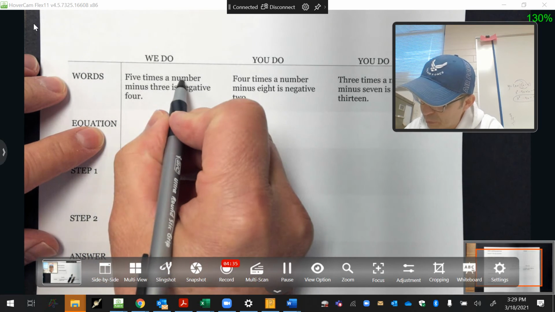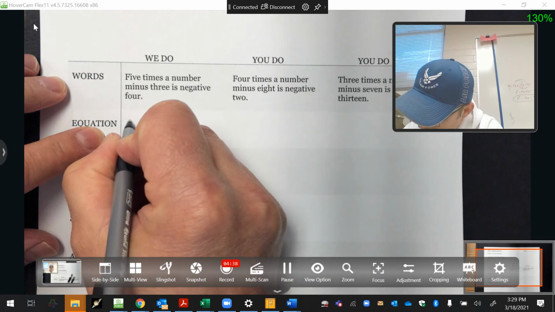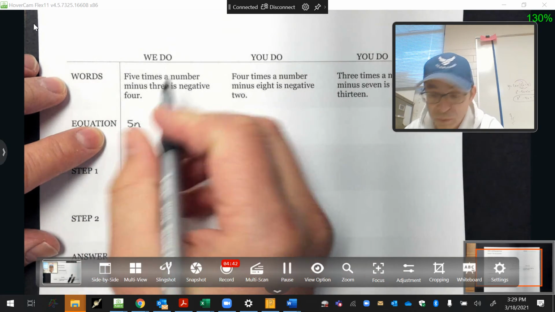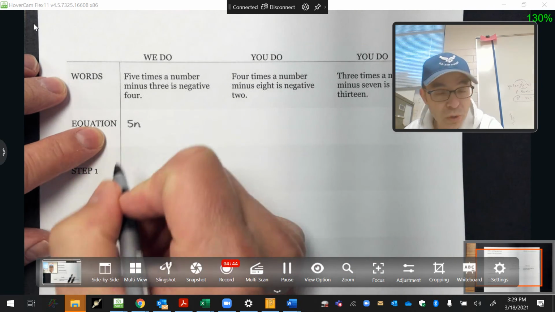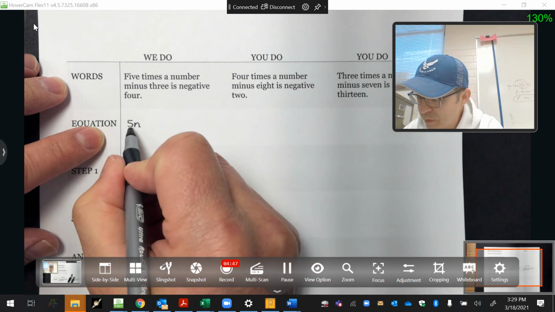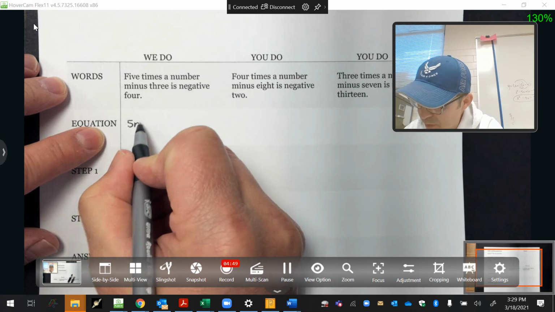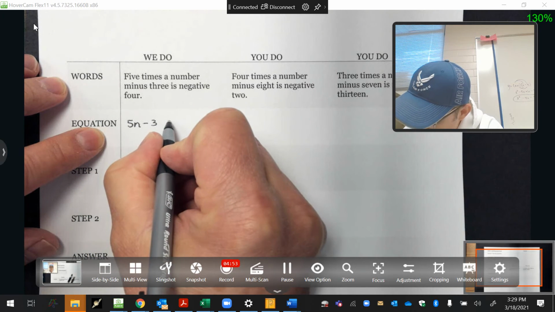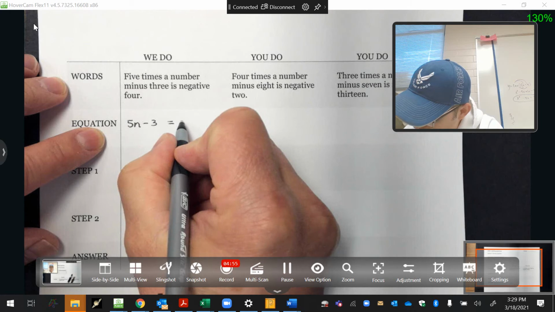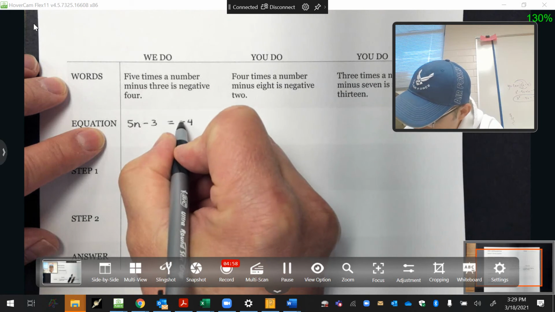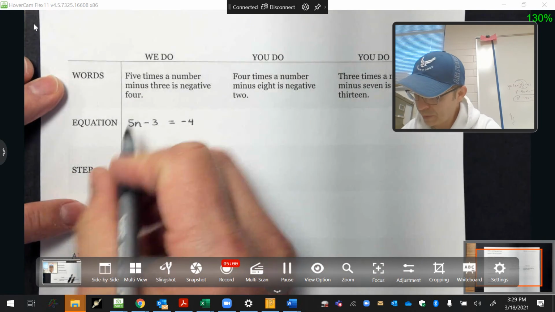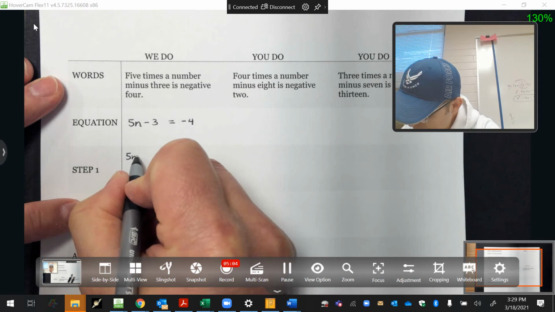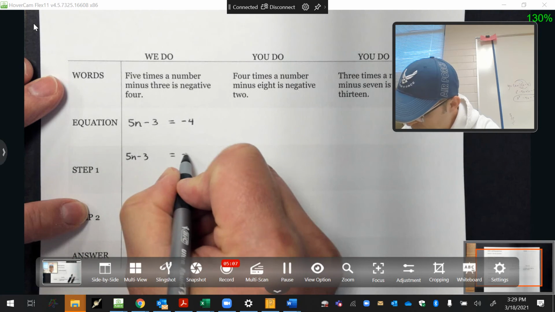5 times a number. Like I said, you can use whatever letter you want, whatever variable you want. Just means 5 times something minus 3 is equal to negative 4. Bam. Okay. And I'm going to rewrite this again. 5n minus 3 equals negative 4.